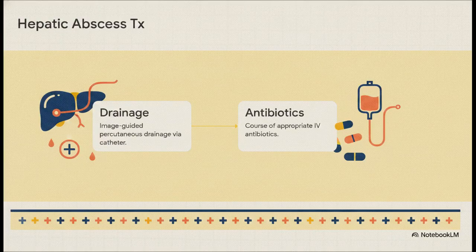Question 11. The most appropriate treatment of a 4-centimeter hepatic abscess is A. Antibiotic therapy alone. B. Aspiration for culture and antibiotics. C. Percutaneous drainage and antibiotic therapy. Or D. Operative exploration and open drainage. C is your correct answer.